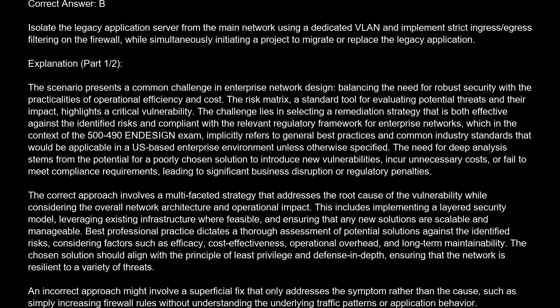Correct answer is B. Isolate the legacy application server from the main network using a dedicated VLAN and implement strict ingress/egress filtering on the firewall, while simultaneously initiating a project to migrate or replace the legacy application. Explanation. The scenario presents a common challenge in enterprise network design, balancing the need for robust security with the practicalities of operational efficiency and cost.